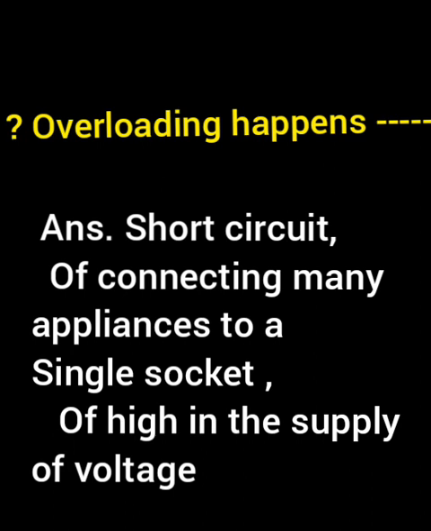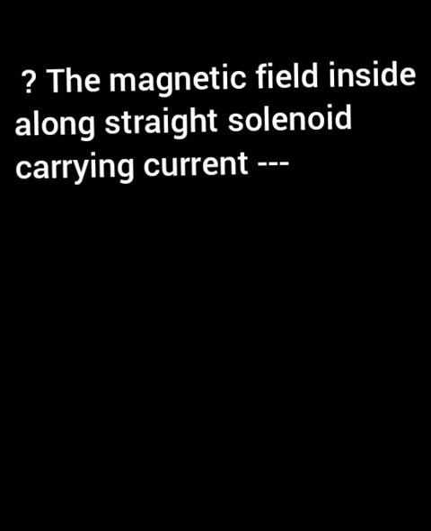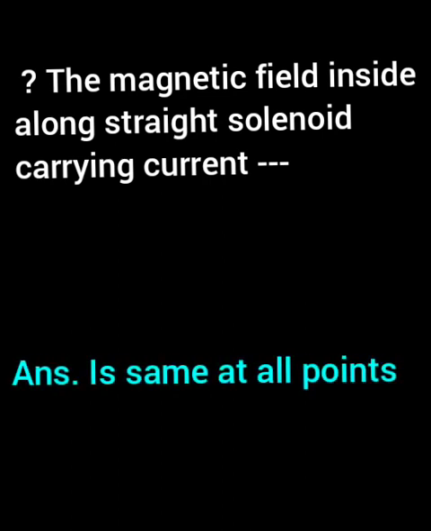Now question next. The magnetic field inside a long straight solenoid carrying current. So the question is what? The magnetic field inside a long straight solenoid carrying current. Here the correct answer is uniform, or sometimes it may come as same at all points. So where you get same at all points or uniform, that option will be the correct option.